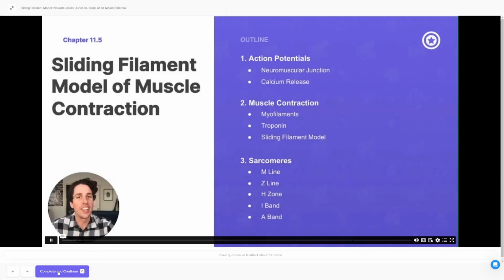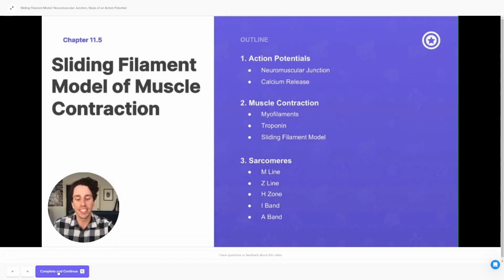Hey y'all, we're going to be going over the sliding filament model of muscle contraction today. As we can see, there are 3 main things that we're going to talk about: action potentials, the actual muscle contraction itself, as well as sarcomeres. So let's go ahead and get into this so we can learn exactly what all these do.